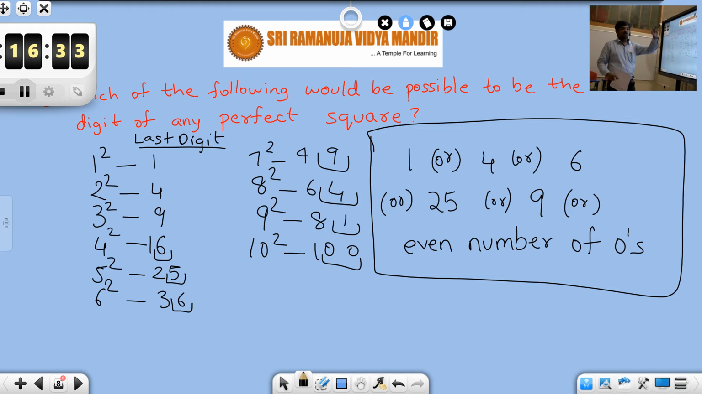A perfect square always ends in either 1 or 4 or 6 or 25, or 9, or an even number of zeros. So with this help, I am sure you will be able to solve this question, right? So it cannot end in 2, it cannot end in 3, it cannot end in 7, it cannot end in 8. So hope you understood this question. Let's look at the next question.